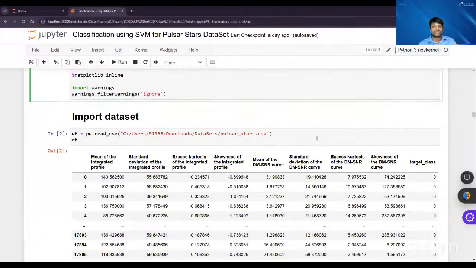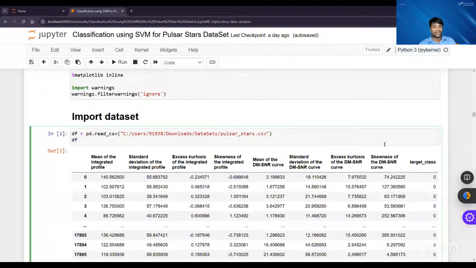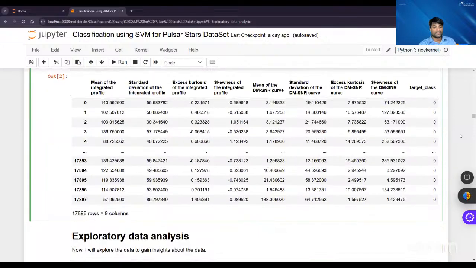And let us first read the data set, right? So the data set which I've shared with you, I have read it here. Okay, so I can see the data set. There are a total of 17,898 rows and 9 columns inside the data set. So 9 columns and 17,898 rows or records are there. Okay, this is what the data set is basically about.